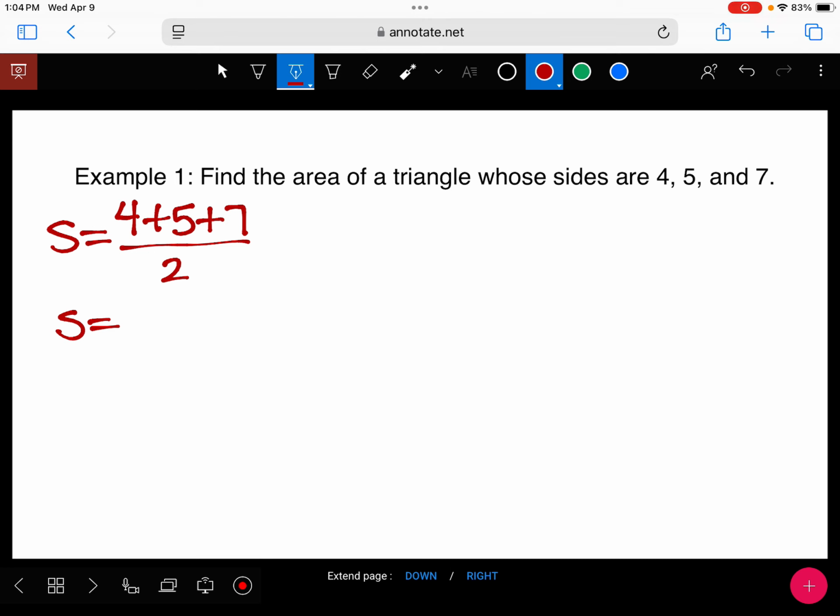So what did you get? What is 4 plus 5 plus 7 divided by 2? 8. Who got 8? All right. So then, again, you don't get this formula, so you need to start memorizing them.